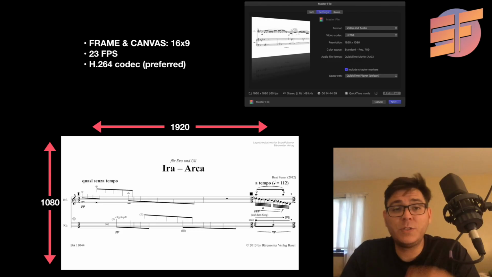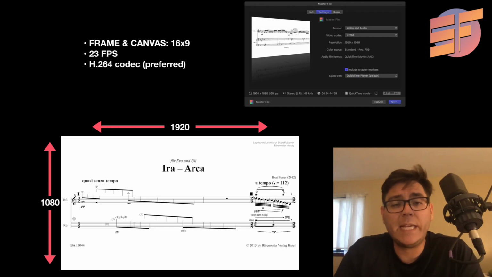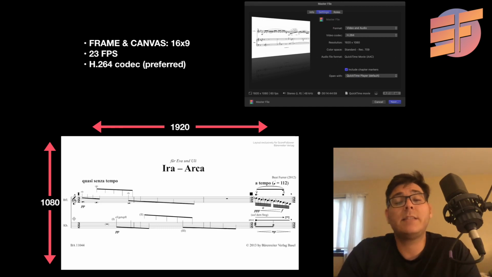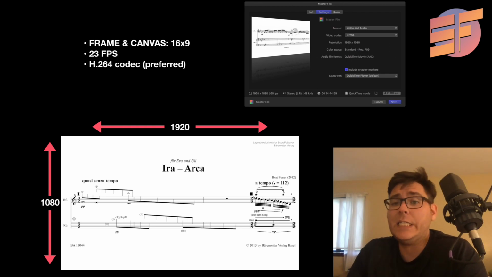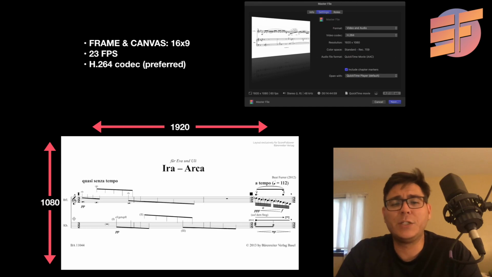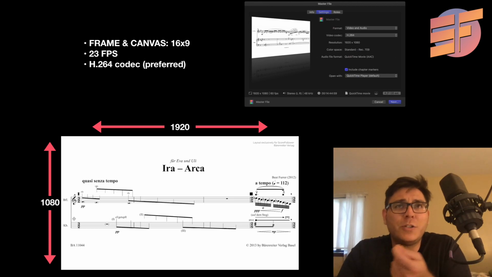Just a couple technical notes. Make sure the frame and canvas of the video is 16 by 9 using a resolution of 1920 by 1080p. Now, there is no reason to use a faster frame rate than 23 frames per second. Indeed, you can go lower, but do note that you will begin to lose a bit of page turn granularity or accuracy if the frame rate is too low.